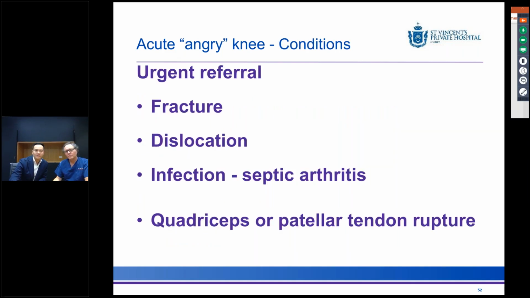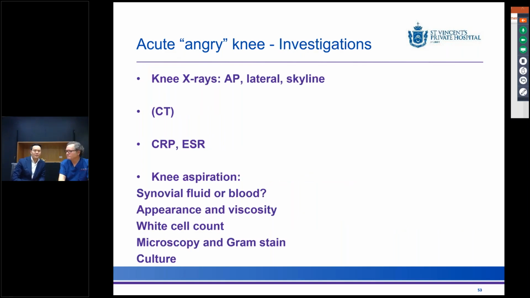So the conditions that we want to exclude here are fracture, dislocation, infection, in particular septic arthritis, and quadriceps or patella tendon rupture, as these are the conditions which will require urgent referral, and this would usually be via the emergency department. I think the important thing to remember is that neither you nor the specialist will be able to examine this knee very well at all. So don't be disappointed about that issue.